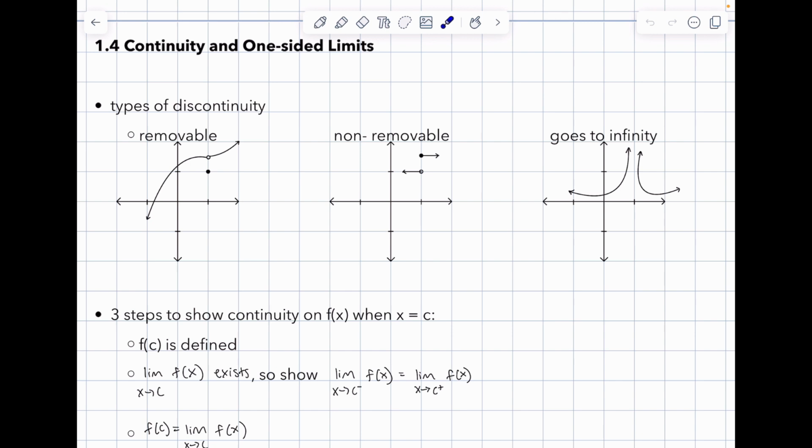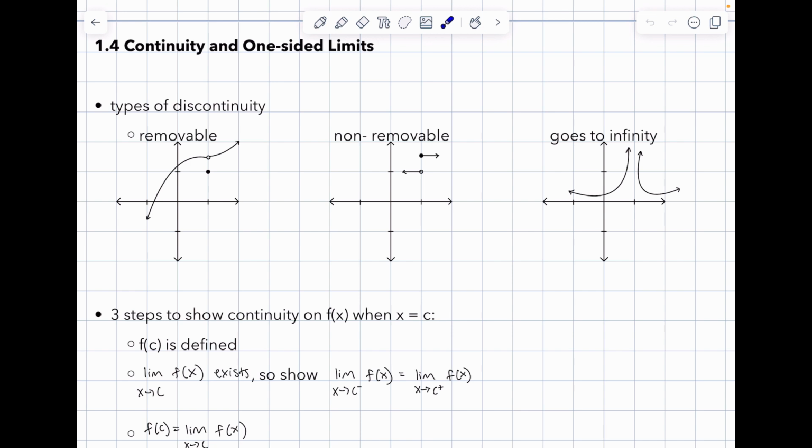And then a non-removable discontinuity is when the graph is not continuous at that point, or to the right and the left of that point. So as you can see here, at this point there's a discontinuity, but the graph doesn't continue in this direction, or here it doesn't continue in this direction. It's just like a jump here, which is what it's called, and that's called a non-removable discontinuity.